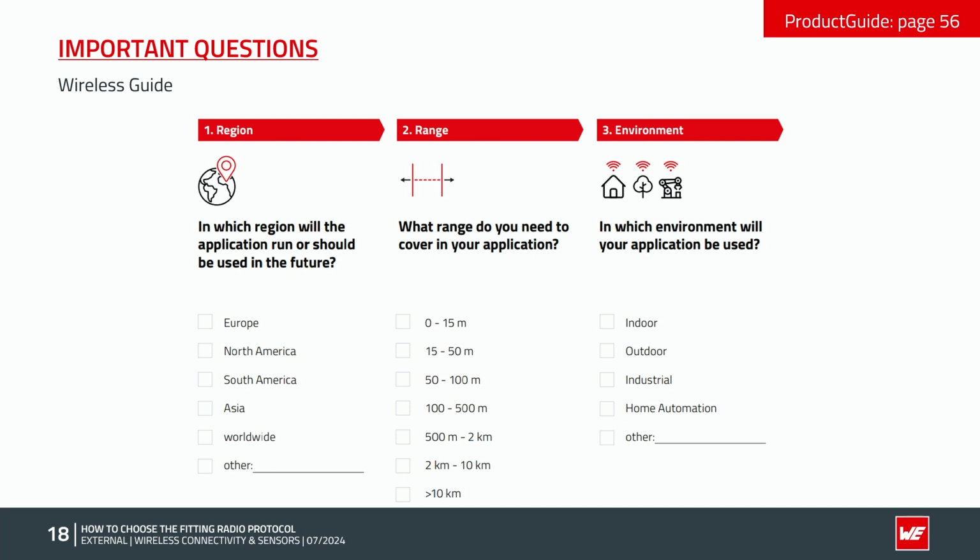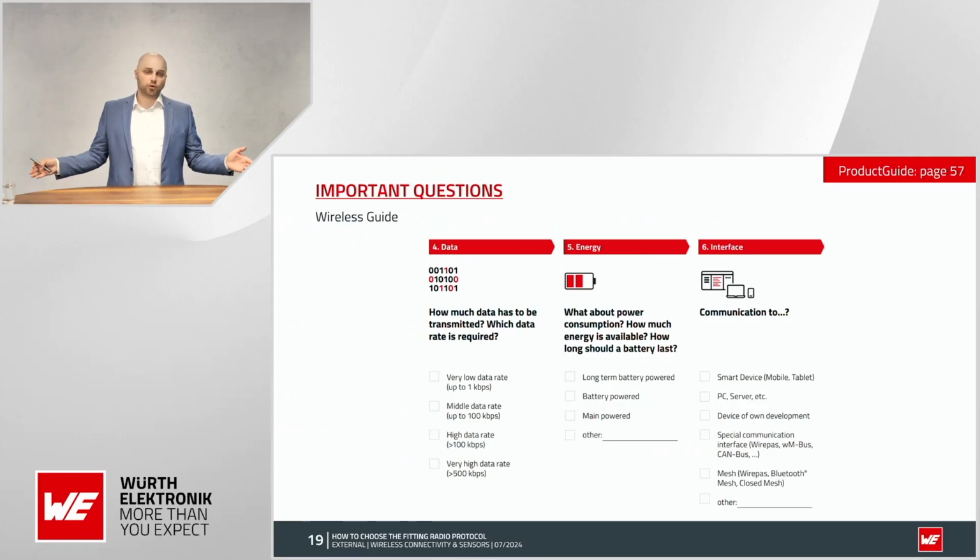The environment also is important. Is it indoor? Is it outdoor? Is it in an industrial environment with harsh conditions, or is it in home automation with a lot of different devices there? Of course, this is also important for you. Number 4, the data rate you need there. Do I have only a one-click remote control, or do I have a sensor mesh with dozens of sensor nodes sending data? Of course, this is a huge difference in the process of choosing the right protocol.